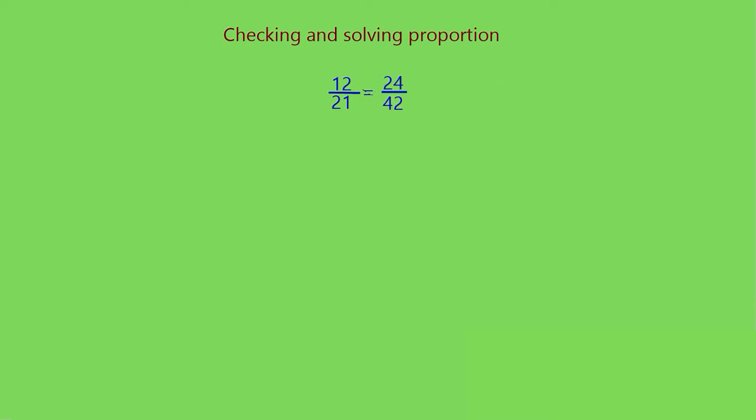Now we have 12 over 21 and 24 over 42. Let's check if this one is equal. Multiplying 12 by 42, we get 504. Multiplying 21 by 24, we get 504. So this equation is proportional.